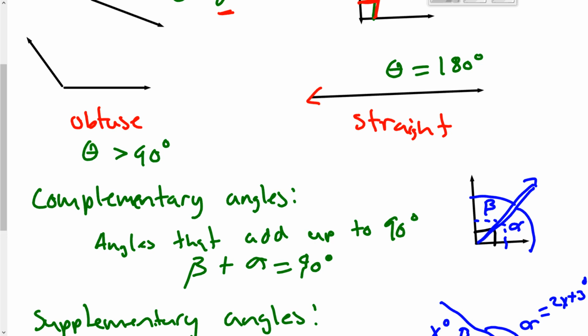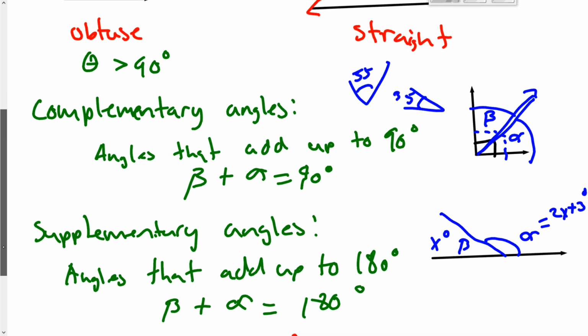Now they don't have to be connected like that. I could have an angle like this, and another angle like this, and those two together, this could be 35 degrees and this could be 55 degrees. Those two angles would be complementary, because if I added them up, they would equal 90 degrees.